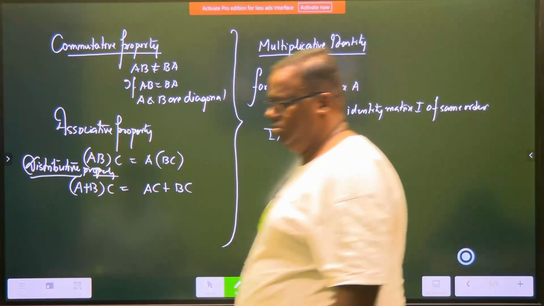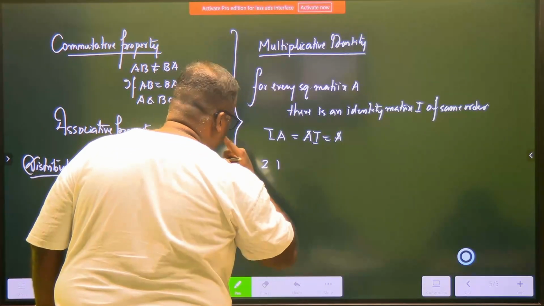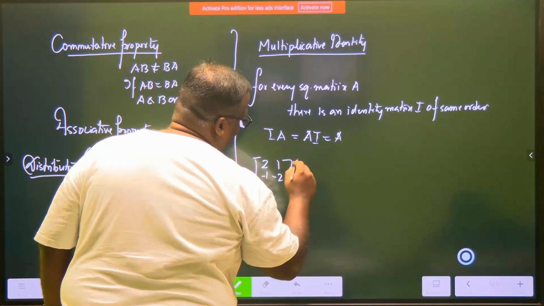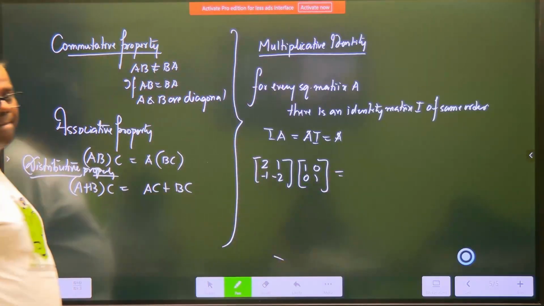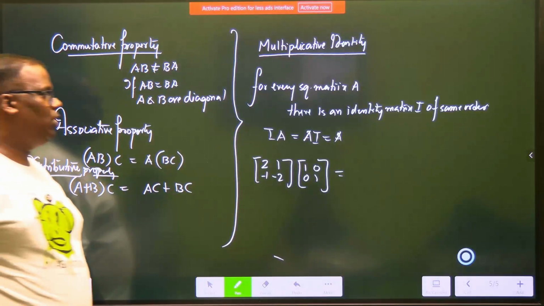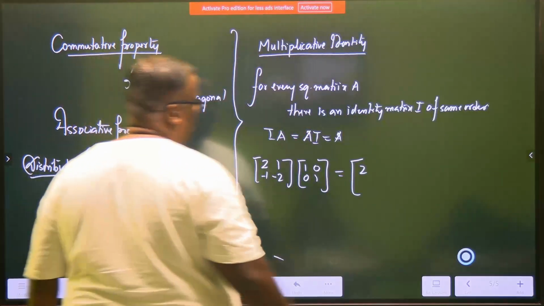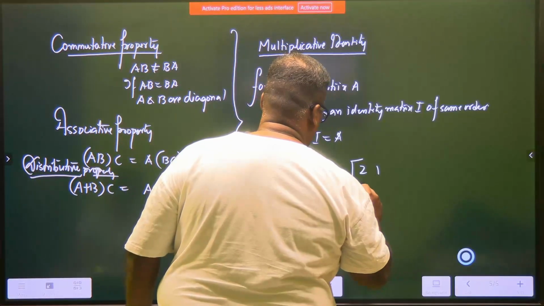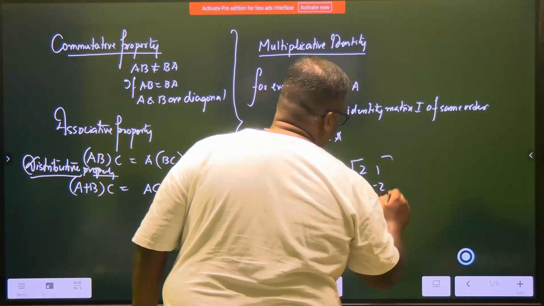Let's try and do. Do this: 2, 1, and minus 1, minus 2. Try to multiply this, children, by 1, 0, 0, 1. Just check. 2 into 1 is 2 plus 1 into 0 is 0. So we will get a 2 out here. 2 into 0 is 0 plus 1 into 1 is 1. So we get a 1 here. Minus 1 into 1 is minus 1 and minus 2 into 0. Then minus 1 into 0 is 0, minus 2 into 1 is minus 2. Didn't we get the same thing?